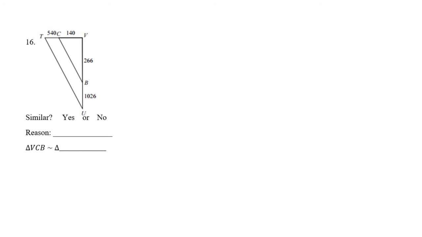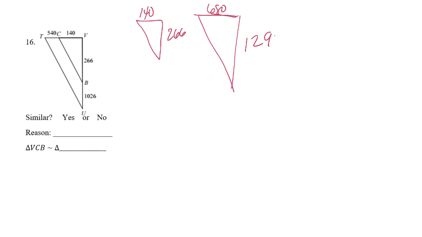So this is my last one that I'm trying to figure out if it is similar or not. So I'm going to draw my two triangles again. So I've got 140 and 266 on the small triangle. And then I've got to figure out the whole side there. So I'm going to do 540 plus 140 and get 680 for the top and 266 plus 1026 for the side. So 1292. And they did have that angle V in both of them. So I can go ahead and mark that congruent.